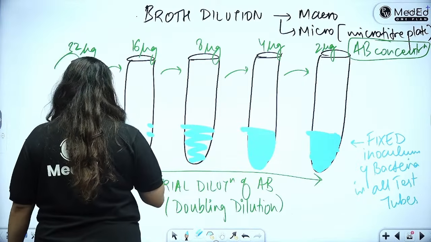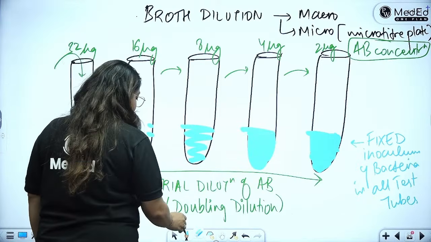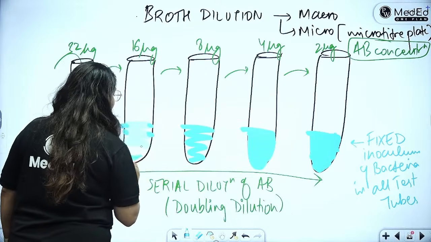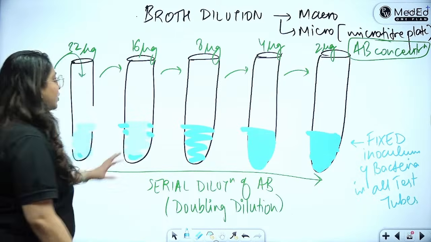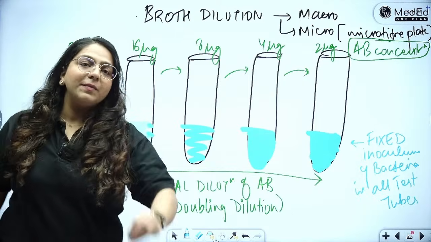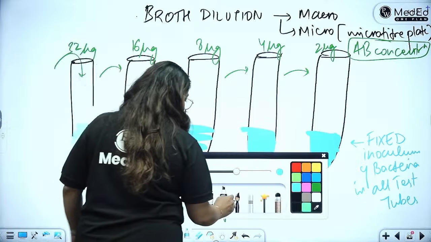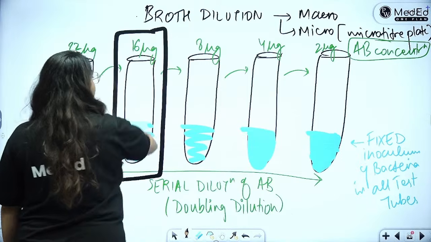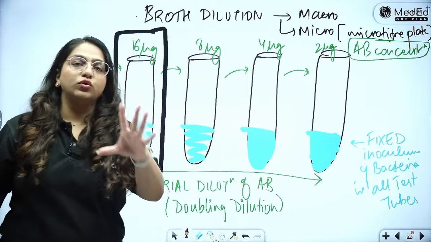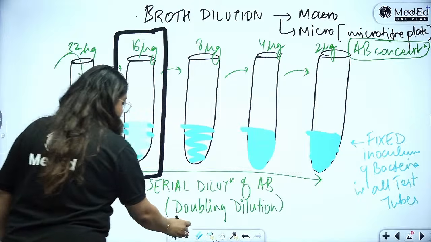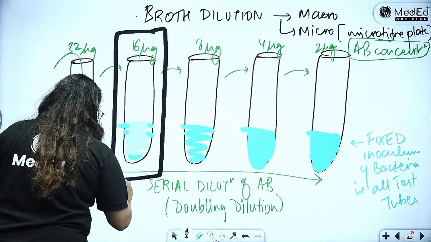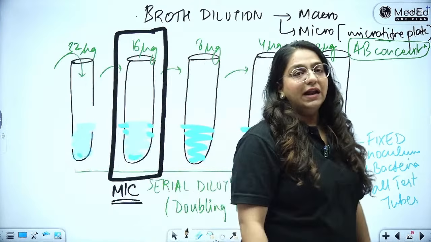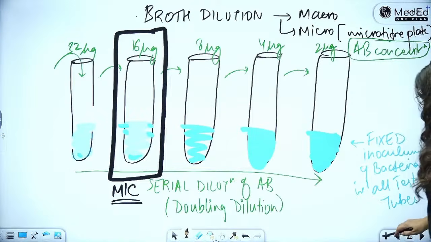And finally what happened in the 16 and 32 microgram test tubes is that you could barely see any growth. So there was clearing of the broth. The broth started becoming absolutely clear. So what happened over here? In 16 microgram onwards, you did not see any visible growth. The turbidity was lost. So what is this? This here is the minimum inhibitory concentration or the MIC of that particular test. So what is MIC?